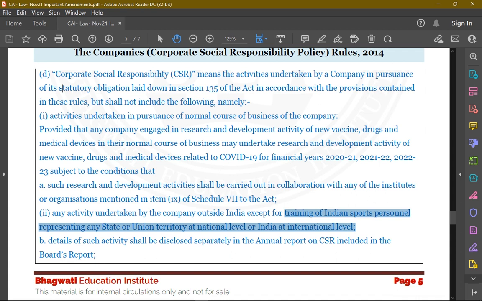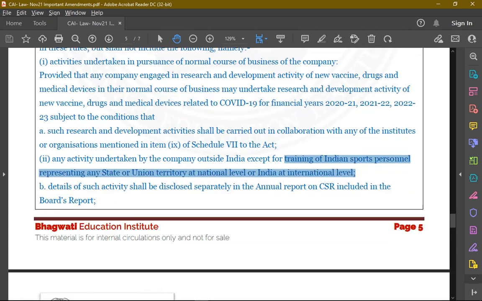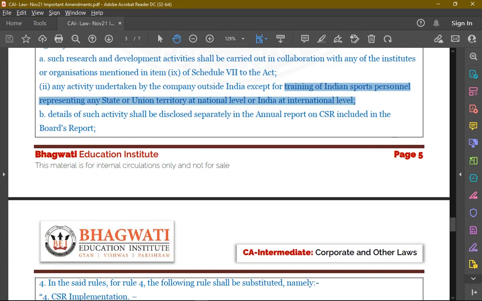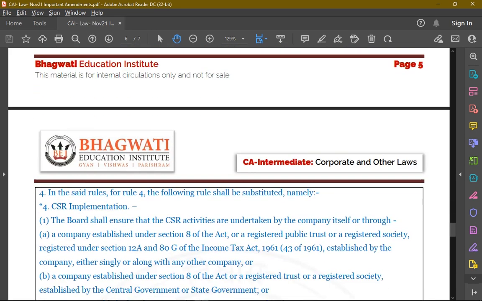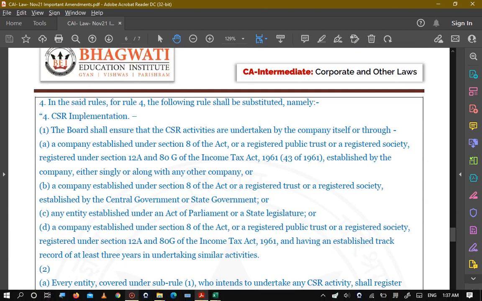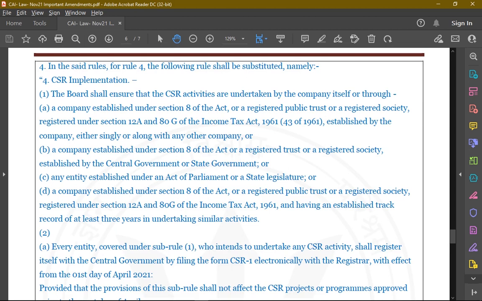It will be considered as CSR. All right. So that was something about CSR activities, inclusions and exclusions. All right. Now the next part is about subrule 1, rule 4.